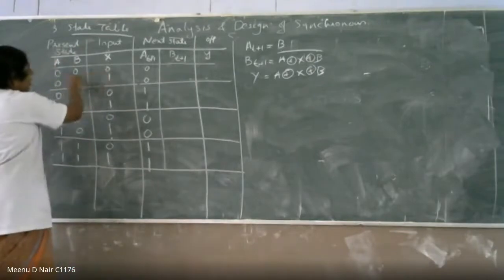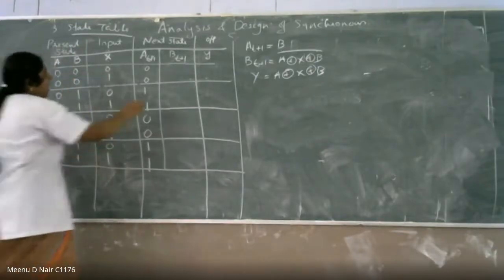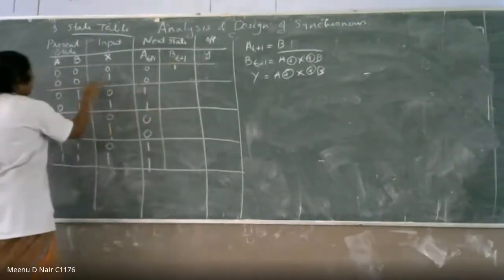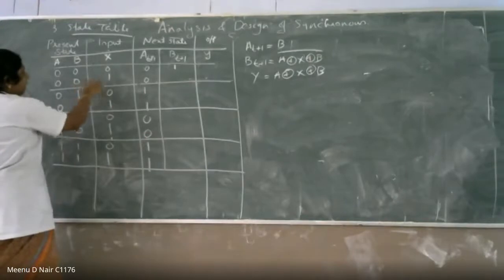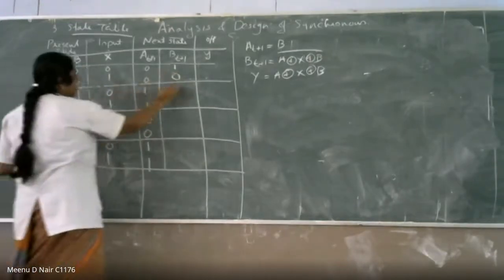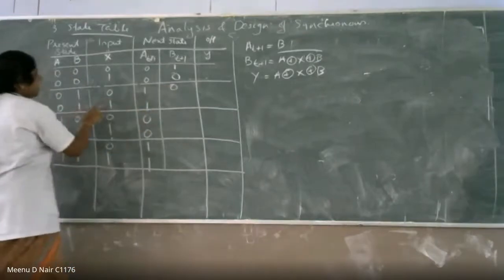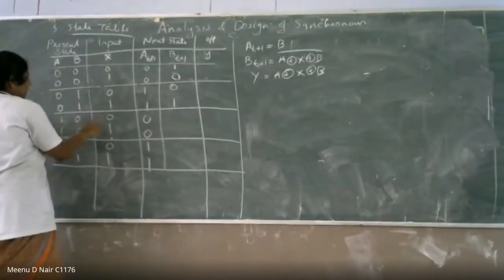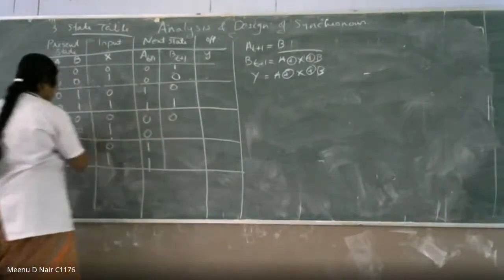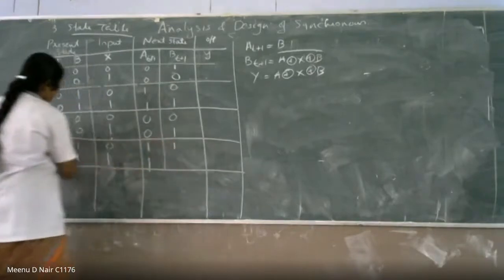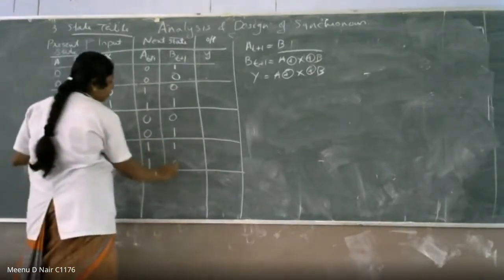You consider how many 1s are here. Only this has an even number, there are no 1s, so the answer here is 1, right? And here you consider there are an odd number of 1s, so the output will be 0. Here also an odd number, output is 0, and here it is an even number, output is 1. What about here? This is odd, so 0. This is even, so 1. This is even, so 1. Here 3 ones are there, odd number, 0.